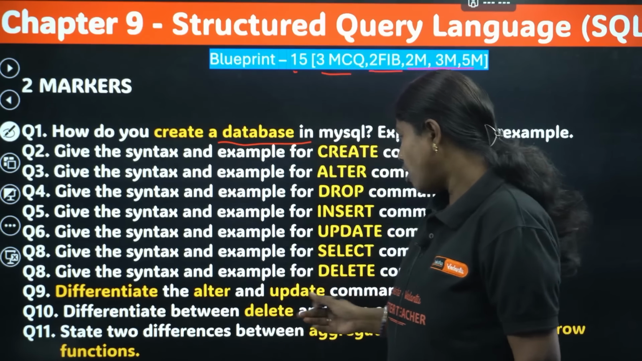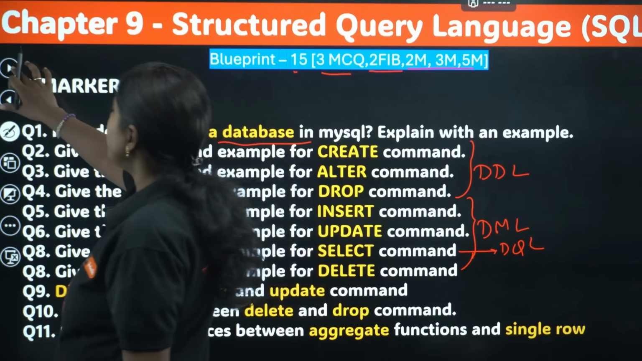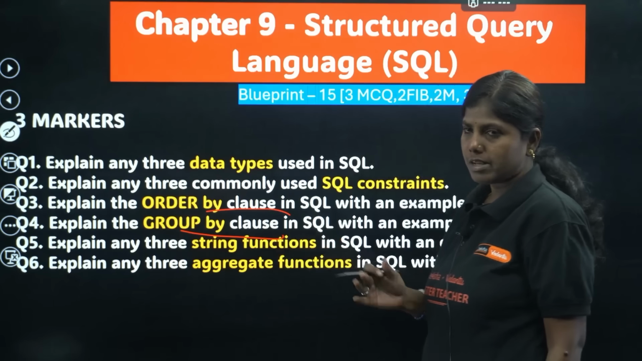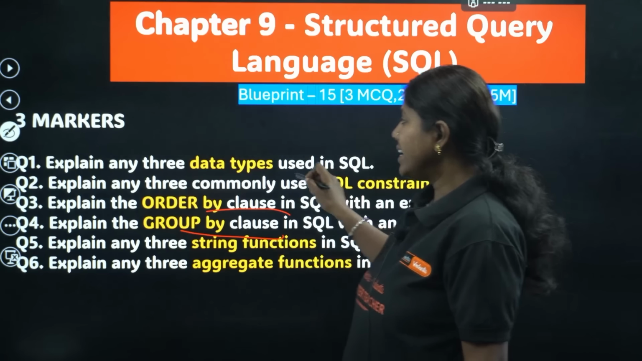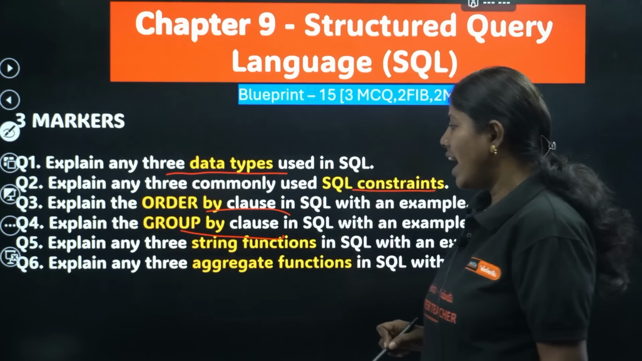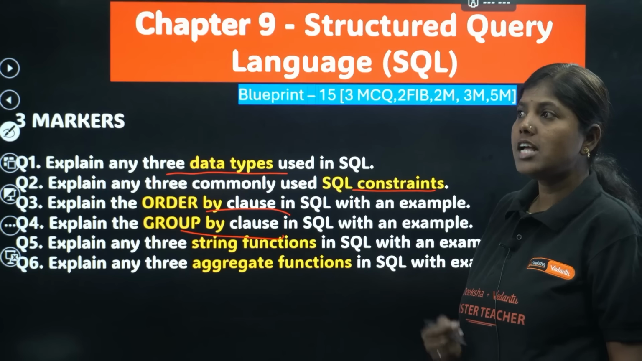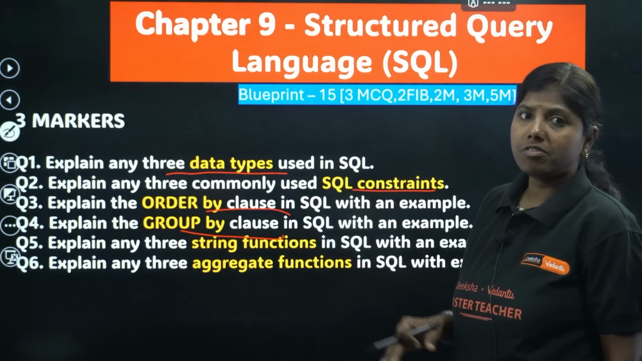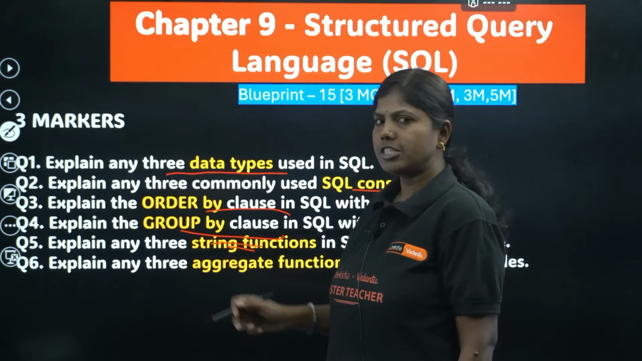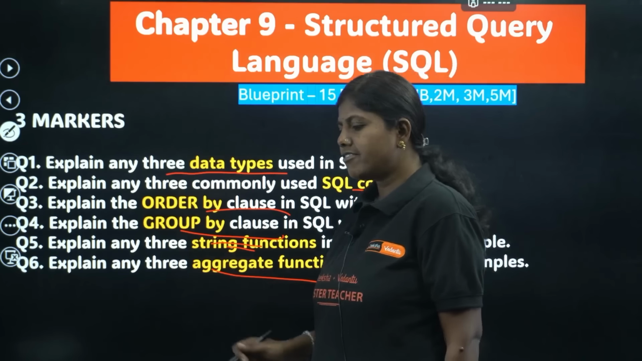Differences: alter, update, delete and drop, aggregate functions and single row functions. Next is the order by clause and group by clause, separately, or they may ask you the difference also. And data types, they'll ask you constraints. Under aggregate functions, give some examples. Specifically, they may ask you to explain 3 string functions. These are all under single row functions only. String functions, date functions, numeric functions all fall under single row functions.